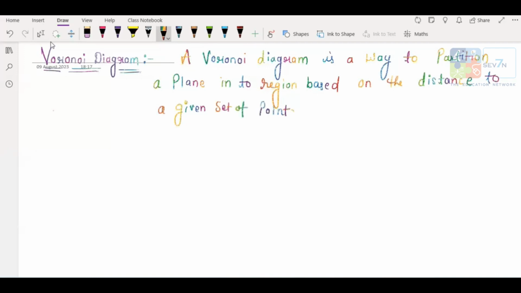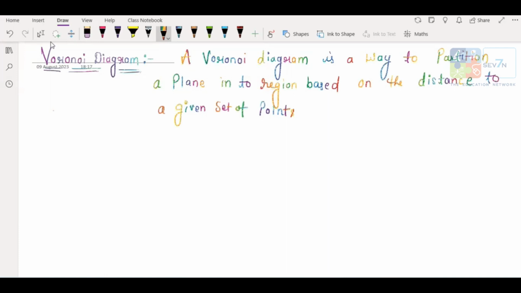It means a Voronoi diagram is nothing but a process in which we are partitioning a plane into regions based on the distance to a given set of points. In each and every question of this chapter, we have some given set of points, and then by using some distance and different formulas, we are just dividing the plane into some regions.